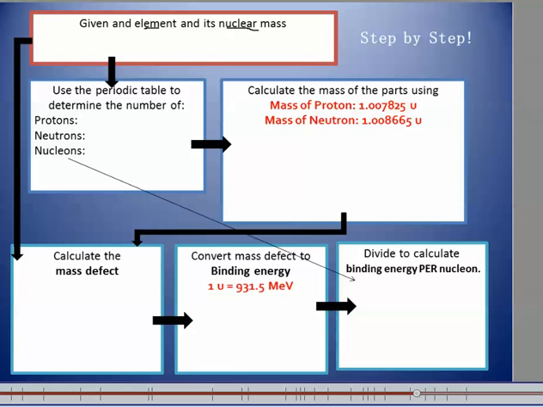Then we're going to go on to what we're used to doing back in the beginning of Module 7, figuring out the protons, neutrons, and nucleons, making that list. And then we have to figure out how much each of those weighs, so we'd find the mass of the parts. Once we know that, we'll calculate the mass defect. Once we know that, we'll find the binding energy. And once we know that, we'll find the binding energy per nucleon.